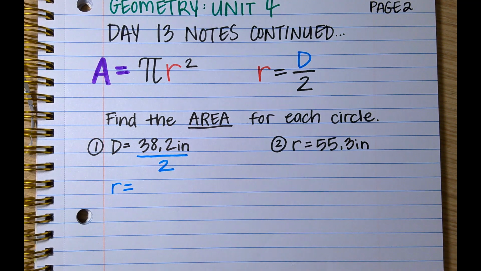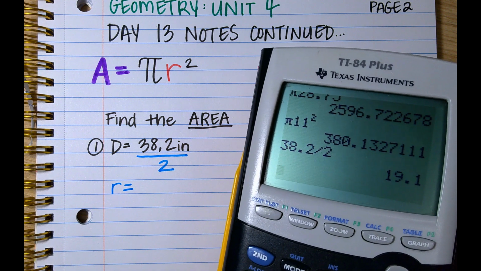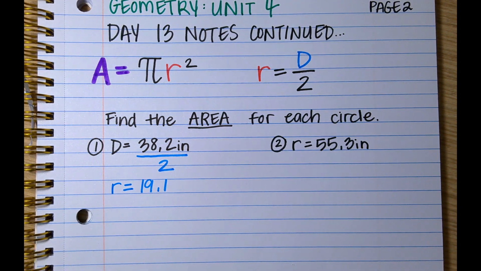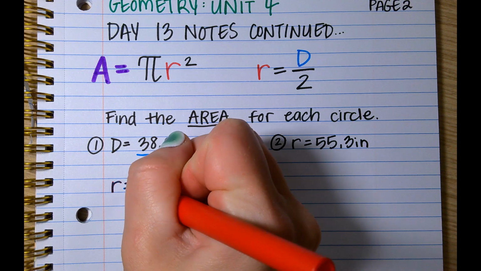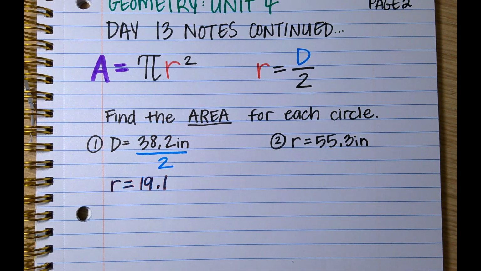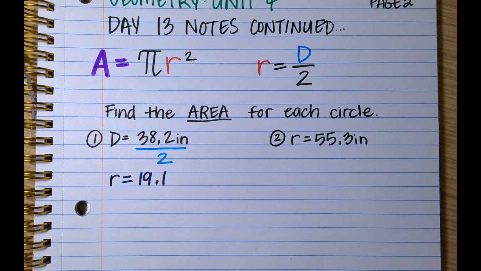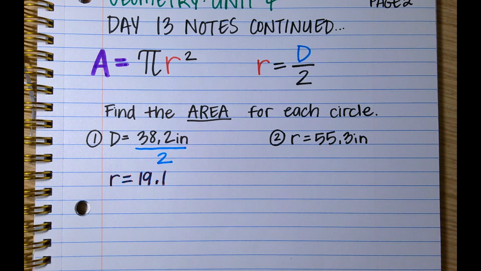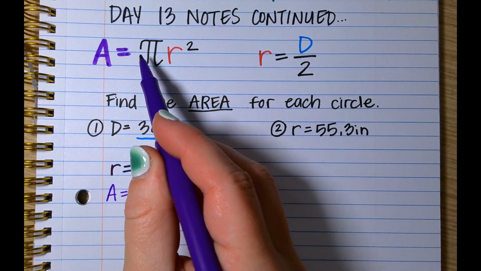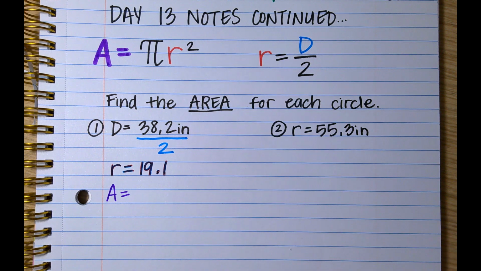And 38.2 divided by 2, 19.1. So now I have a radius. This is my radius. So now that I have a radius, can I find the area? I can. What do I do? Plug it in. That's it. Area equals pi 19.1 squared.